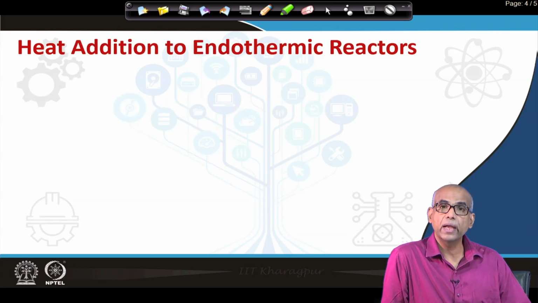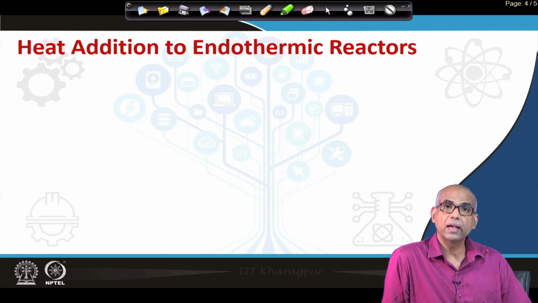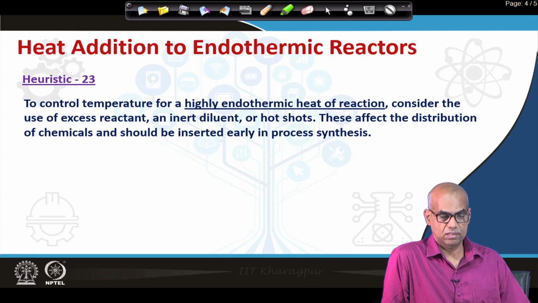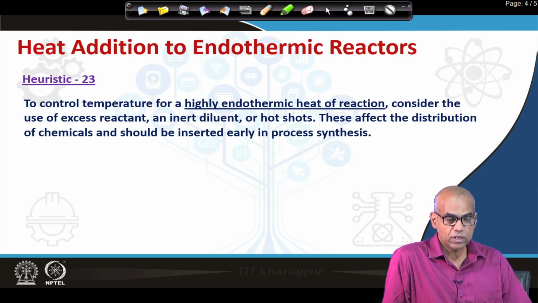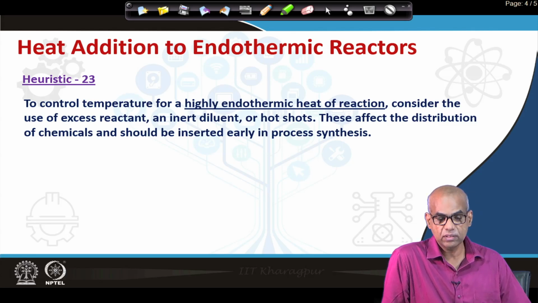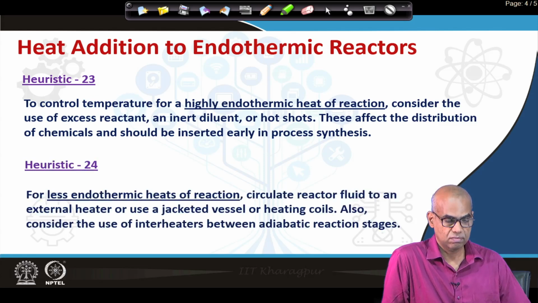Heat addition to endothermic reactors. We talked about heat removal from exothermic reactors. Now, let us talk about heat addition to endothermic reactors. To control temperature for a highly endothermic heat of reaction, consider the use of excess reactant, an inert diluent or hot shots. These affect the distribution of chemicals and should be inserted early in the process synthesis.